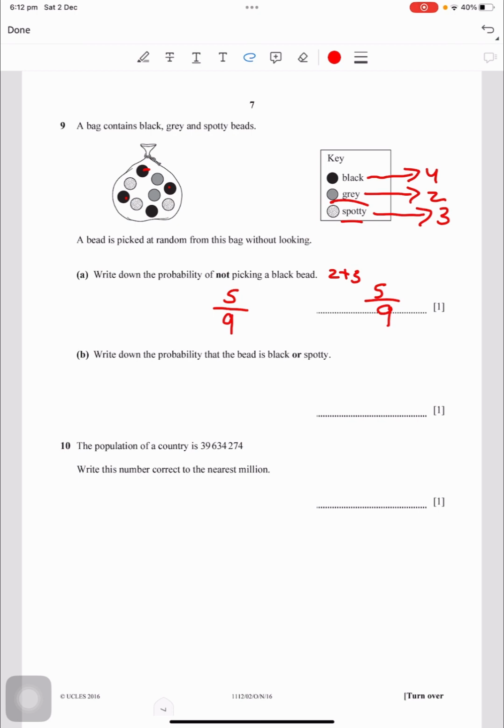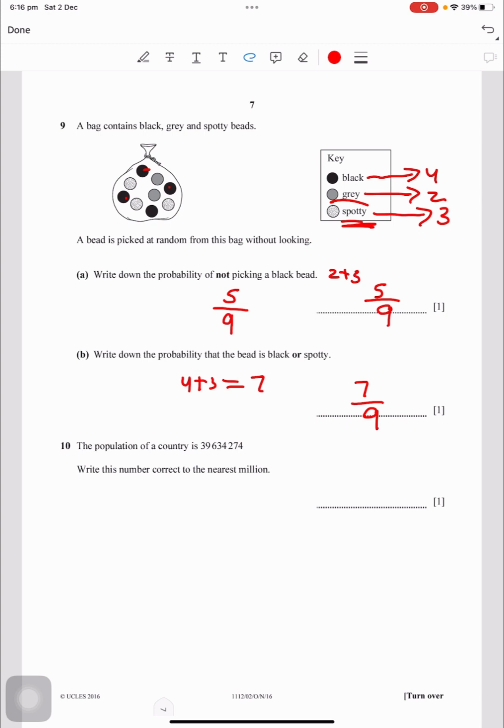Next, write down the probability that the bead is black or spotty. So first, what we can do is we can do 4 plus 3. This is very simple. We can just add the spotty beads and the black beads. We get 7, and then we can write 7, and then the number of total beads, we can write that. So there's 9. There we go. Next, question number 10.